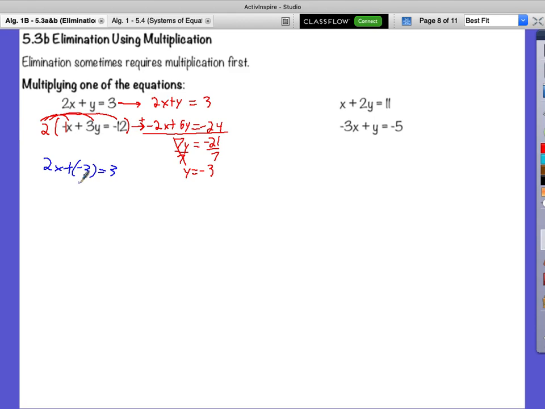And what do I do with this negative 3 to move it across? In my quest to get x by itself, what am I going to do with that negative 3? Add it. Because what's negative 3 plus 3, Quentin? 0. 2x is equal to what number, Julie? What's 3 plus 3? 6. You betcha.